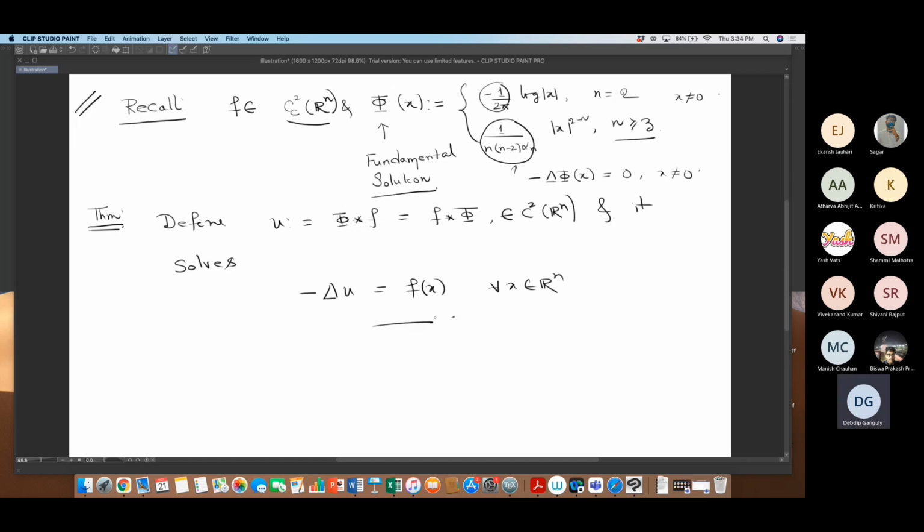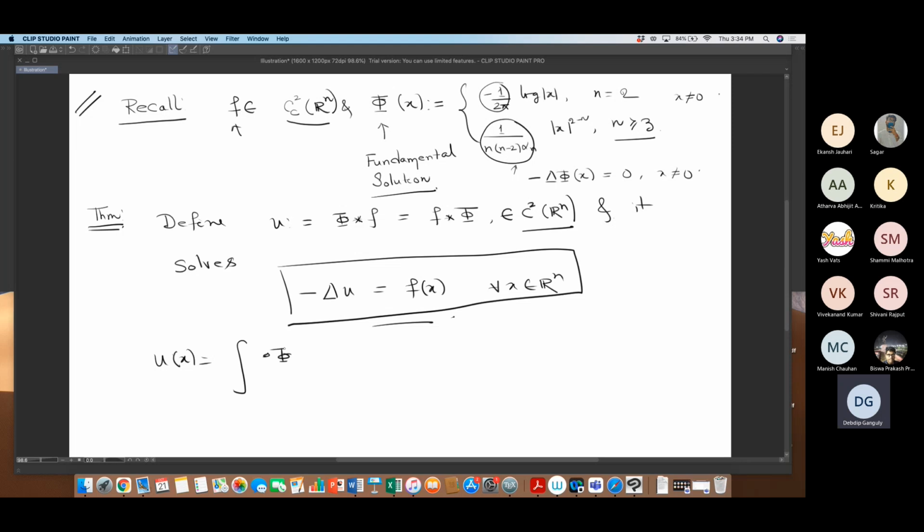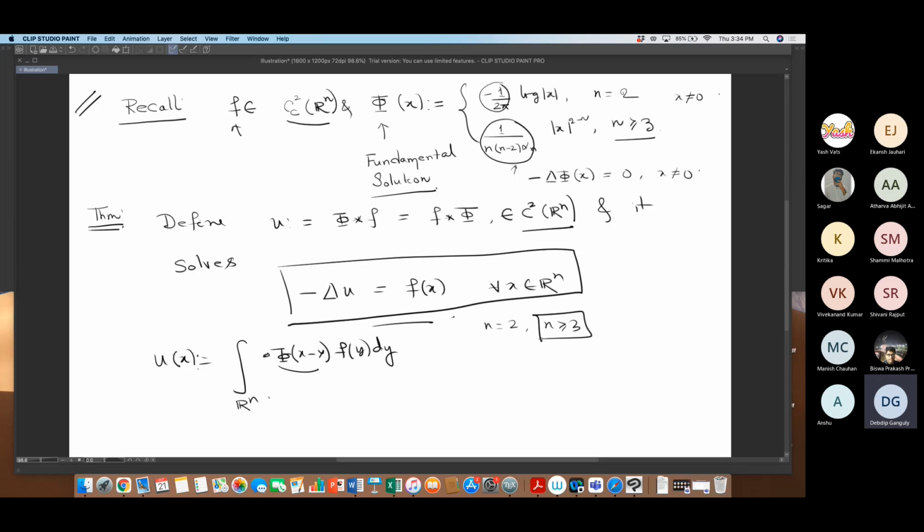So there are two parts. If you take any function f which is C2 with compact support, and phi is this fundamental solution, and you convolve to define a new function u, then u is of course a C2 function, and u satisfies the equation minus Laplacian of u equal to f(x). This is most important. What we did, if you remember, is first define u(x) as the integral over R^n of phi(x minus y) f(y) dy. This is the definition of the convolution. You write it down for n equal to 2 and for n greater than or equal to 3. Let us just consider n greater than or equal to 3. Then this will be 1 over n(n minus 2) alpha_n times the integral over R^n of mod x minus y to the power 2 minus n times f(y) dy.